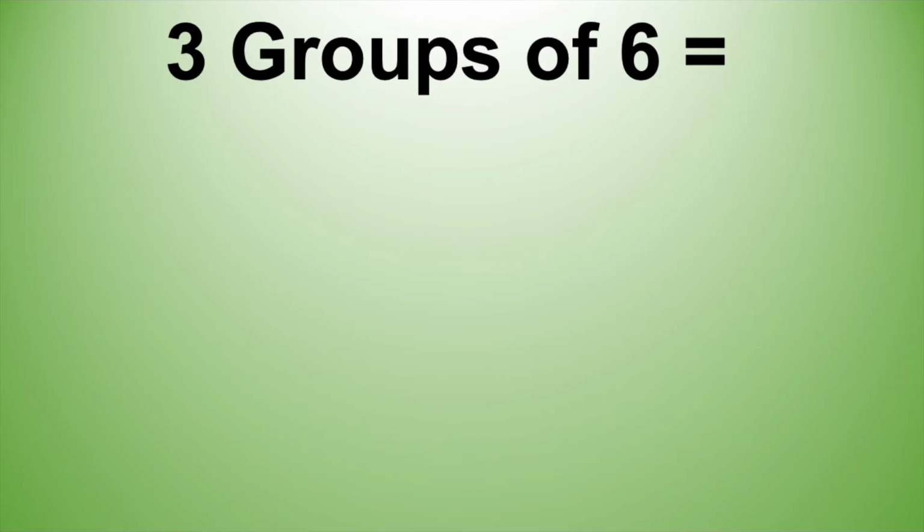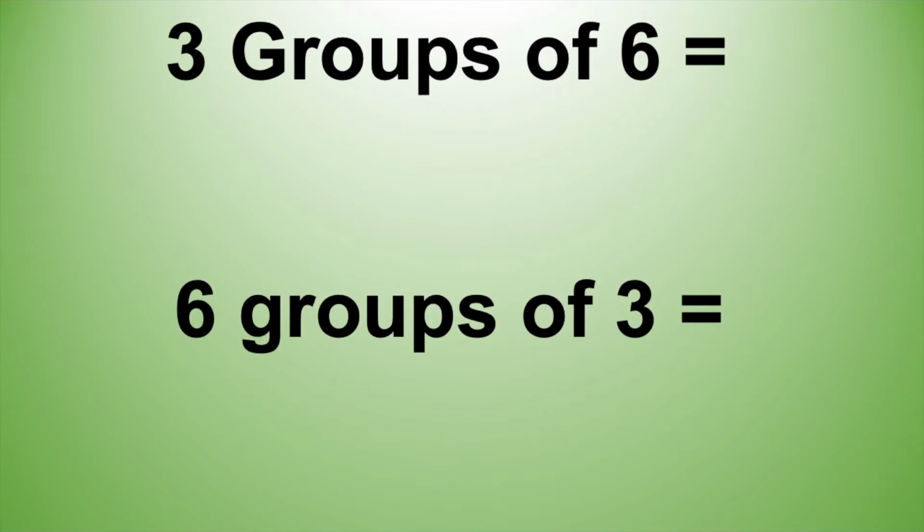Okay, so for you to do this, you need to know that the first number tells you how many groups and that the second number tells you how many in each group. Now, before I give you the answers, I want you to pause the video again and I want you to make 6 groups of 3. Okay, so have your 3 groups of 6. Now try the other way. So I'm going to pause it and give it a go.